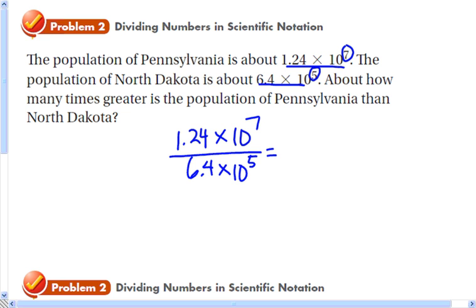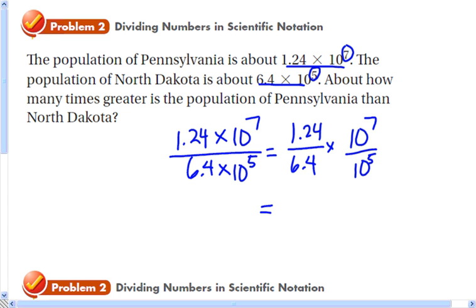Now again, let's split this up. You can do that with fractions. I'm going to do 1.24 divided by 6.4 separate from 10 to the 7th divided by 10 to the 5th, because then I can use that new property for dividing when you have the same base.